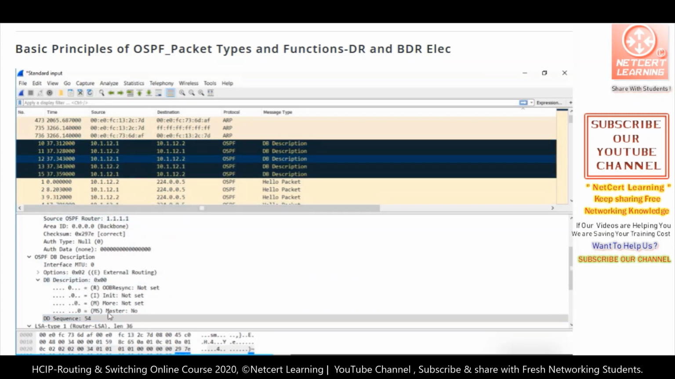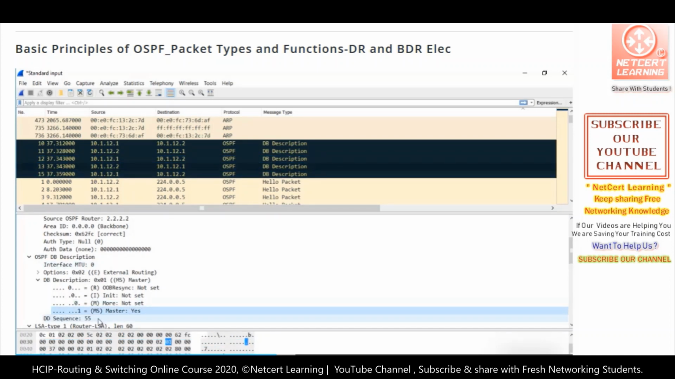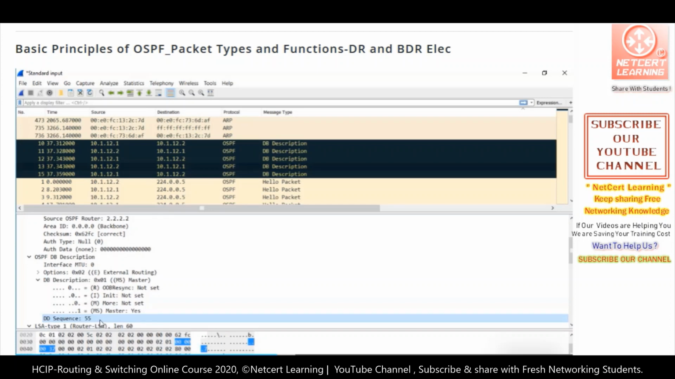So here we have the sequence number of 54, and you also notice that router 1's master bit is set to no. On frame number 13, I am the master and I include one more sequence number, which is 55. Okay, and finally on frame number 14, related to the OSPF, here I have 55. So this is the entire trace on the database description.